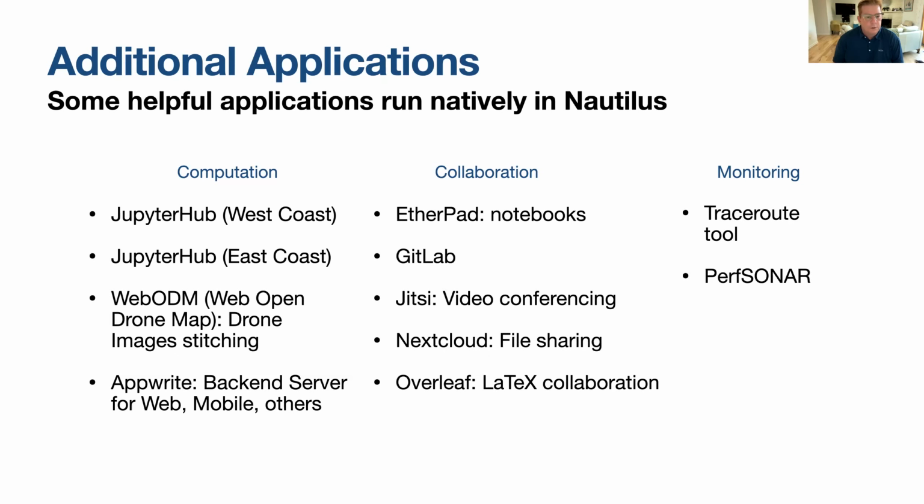So if you have an application that needs to run on the web, you can use Appwrite and you get all that functionality without having to build your own. And then there's things like Etherpad for writing notebooks, GitLab, which is a code repository, Jitsi for video conferencing, which I don't use. Nextcloud, we talked about, it's kind of a Google Drive or a Box running on Nautilus. And it's nice because it's already there.